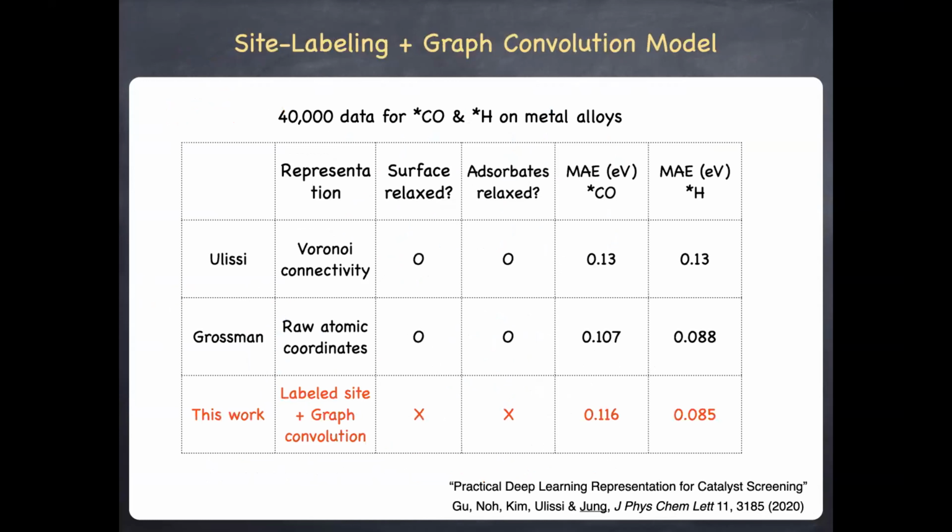And here's the benchmark results. The prediction accuracy for CO binding and H binding for about 400 binding energy data for various metal alloys. Our work shows pretty comparable accuracy compared to previous results, sometimes better, sometimes slightly worse. But the key difference was the fact that our method does not require geometry relaxations. So we thought that this could be a way of practically representing the catalyst surfaces for catalysis applications.